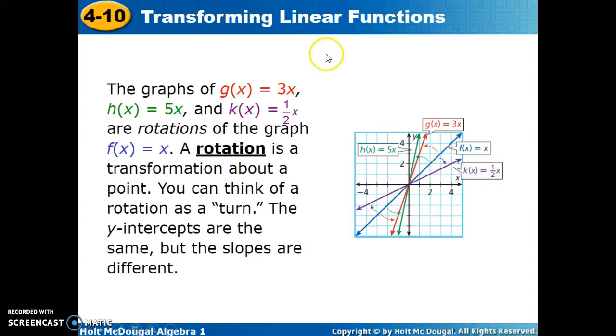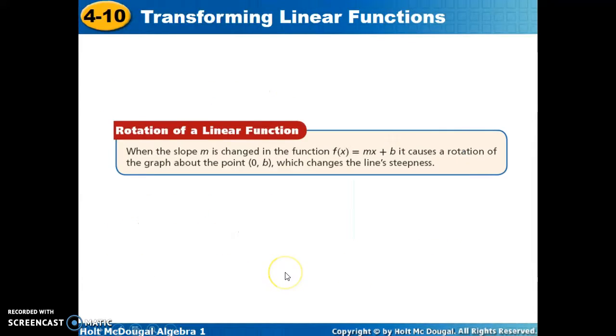But when it comes to comparing graphs with different slopes, we use the word rotation. It's a transformation about a point. In this case, our fixed point is 0, 0. You can think of a rotation as a turn. The y-intercepts are the same, but the slopes differ. So go ahead and get this definition in your notes.